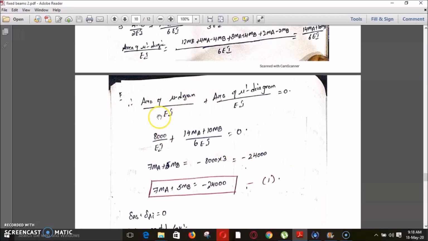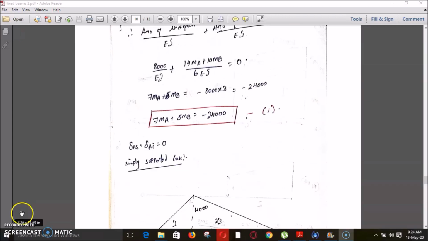Here the area of the mu diagram value is 8000 by EI, and the area of the mu dash diagram by EI value is 14 MA plus 10 MB by 6 EI. By calculating this, we will get 7 MA plus 5 MB is equal to minus 24,000 as equation 1. Now the second compatibility equation is delta AS plus delta AI is equal to 0.